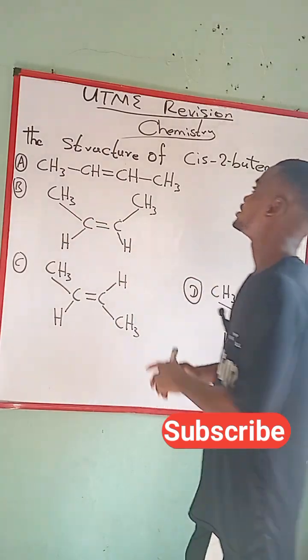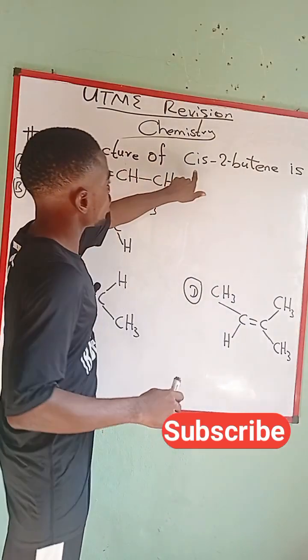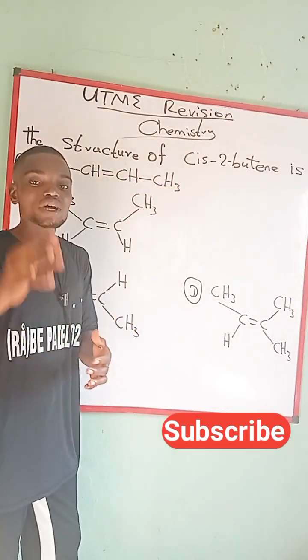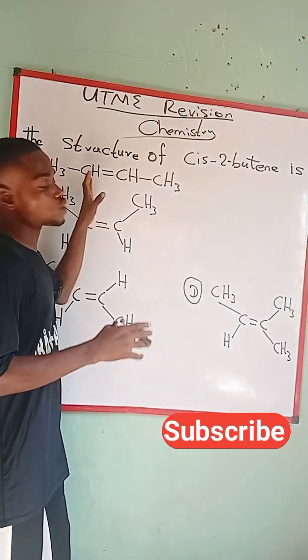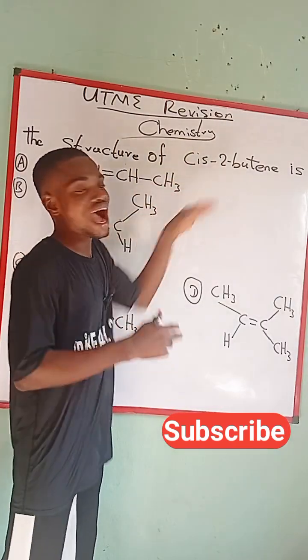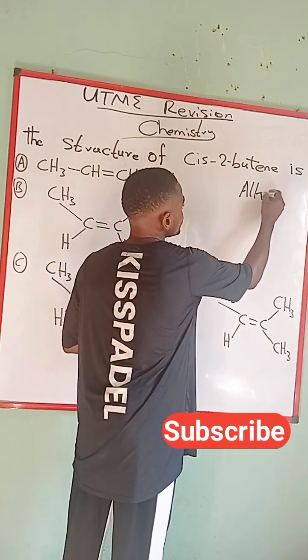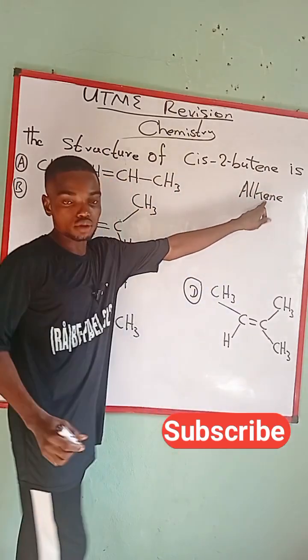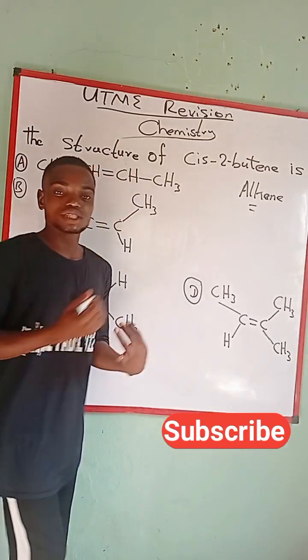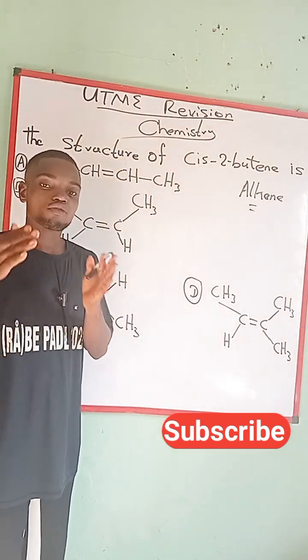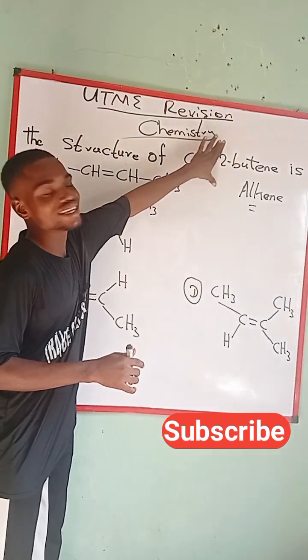Now, I want you to understand this. What we mean by the structure of this cis, when you talk about cis or trans, we are trying to change the structure of a normal alkene. A normal alkene means a compound with what? Double bond, like this. So once you change it to look like another structure, but they still have the same molecular formula, then you are talking about isomerism.